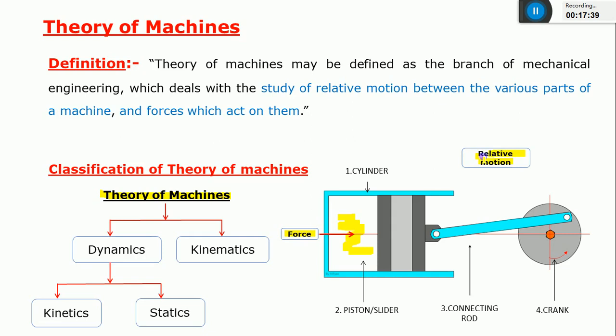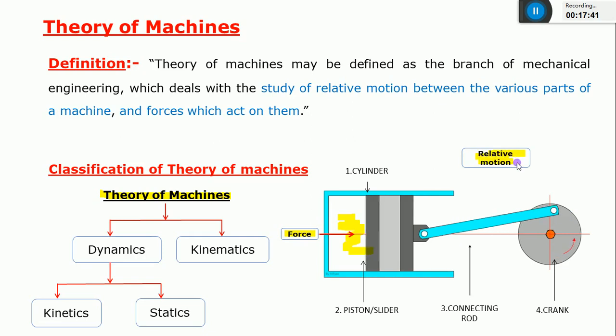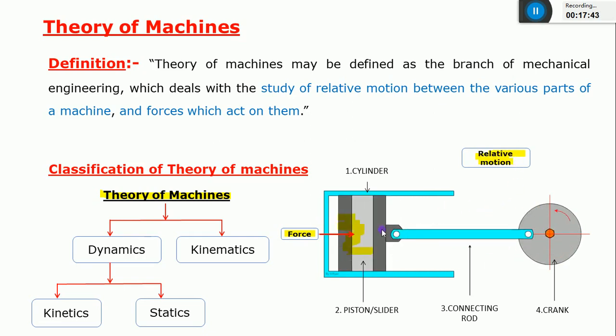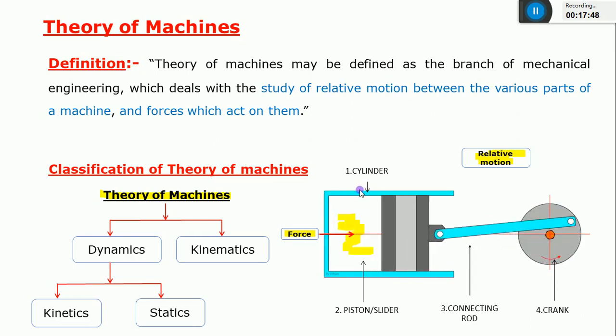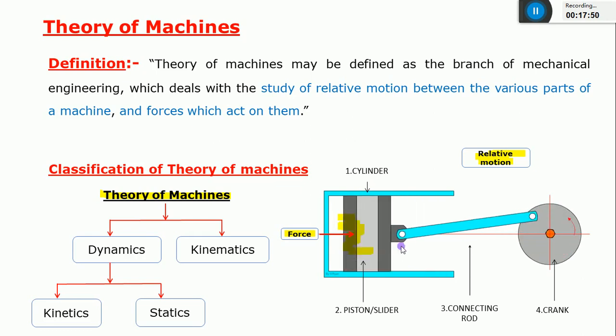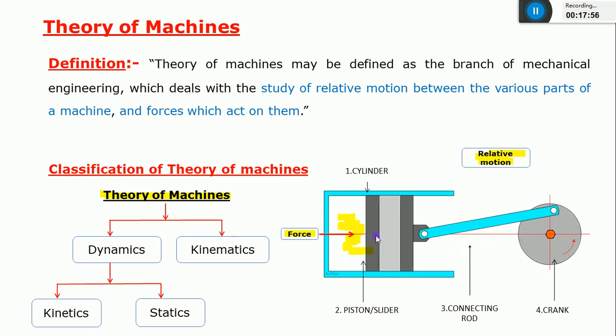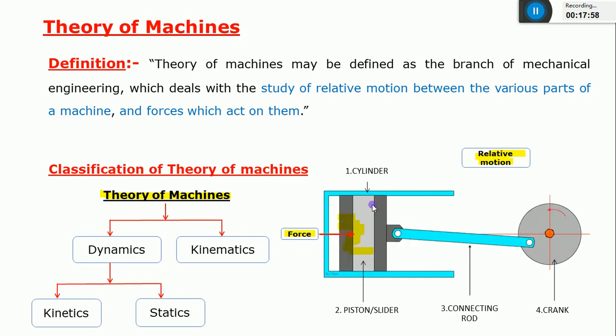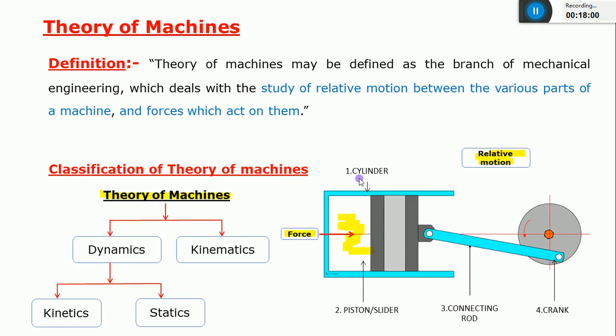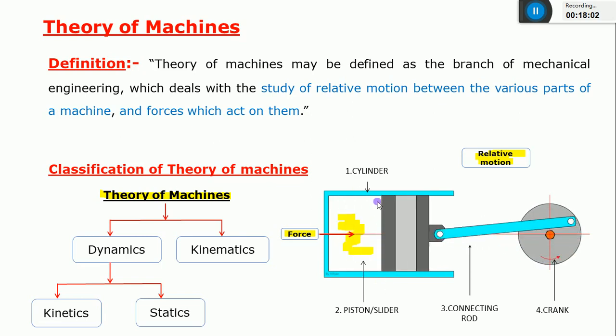How can you define the relative motion? If I consider two parts, the cylinder and the piston, the cylinder is fixed and the piston is moving. So I can call this a relative motion. It means out of these two, at least one should be moving. Both cannot be fixed and both cannot be moving. So there should be a relative motion between two parts.